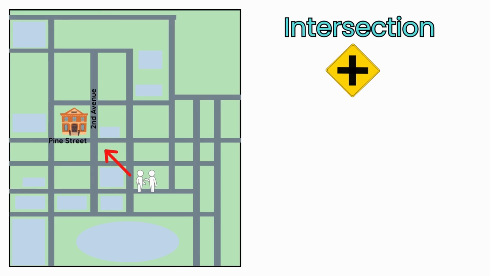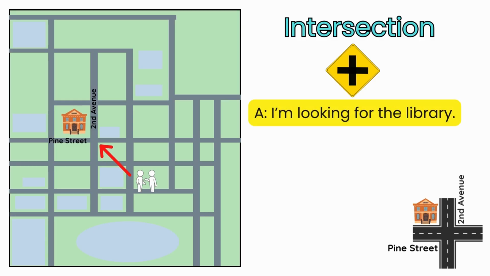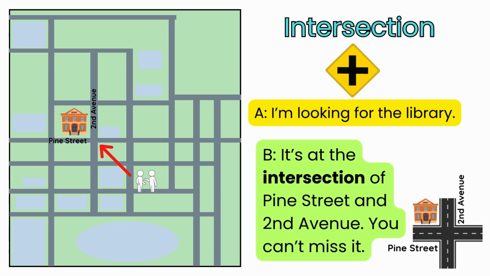Intersection. An intersection is where 2 roads cross over each other. I'm looking for the library. It's at the intersection of Pine Street and 2nd Avenue. You can't miss it.